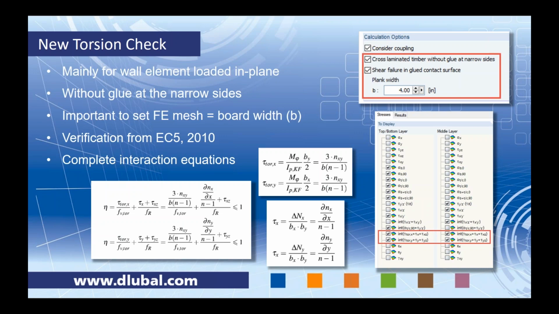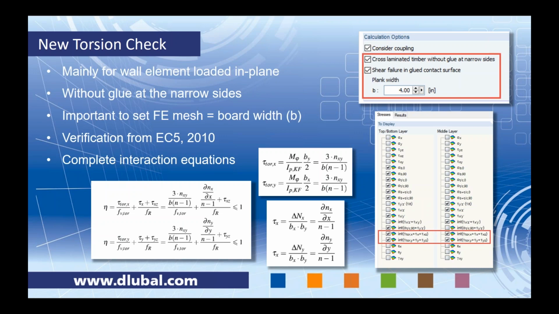And one suggestion here is to make sure that we set our FE mesh within our model to approximately the same size as our board or our plank widths. And so we'll be doing that a little bit later on in our example, but again, it's important because your results could be a little bit skewed if you choose an FE mesh too small or too big.